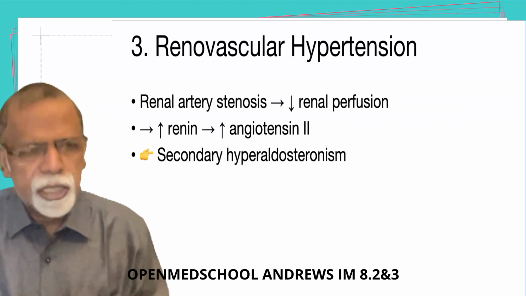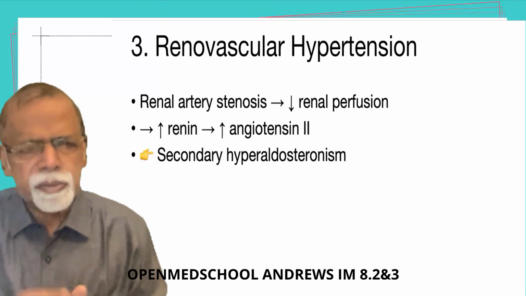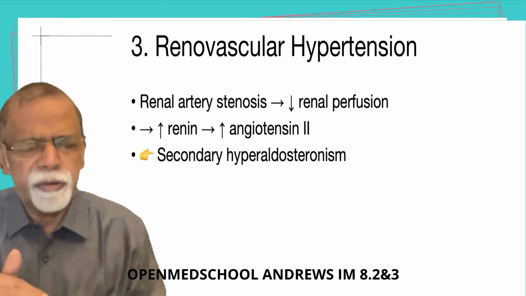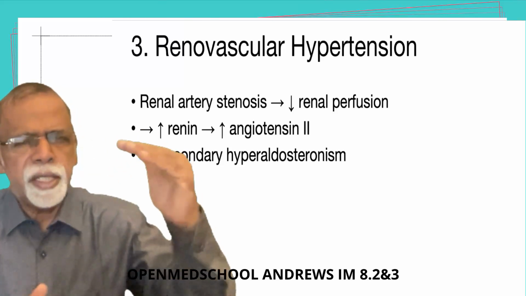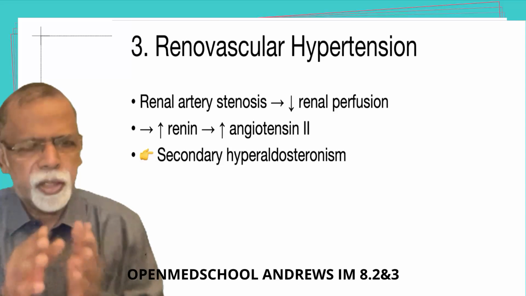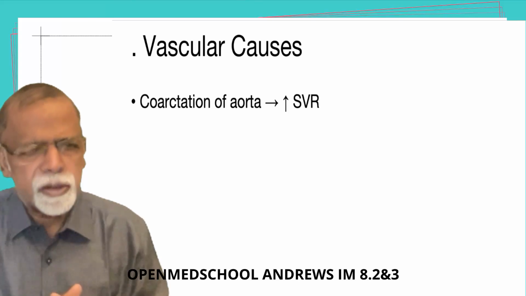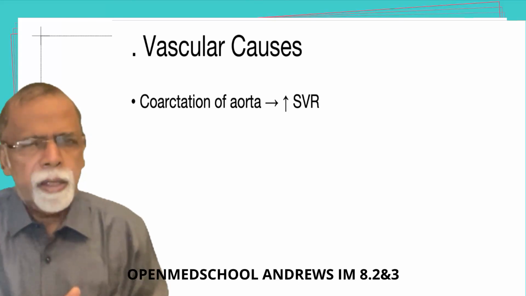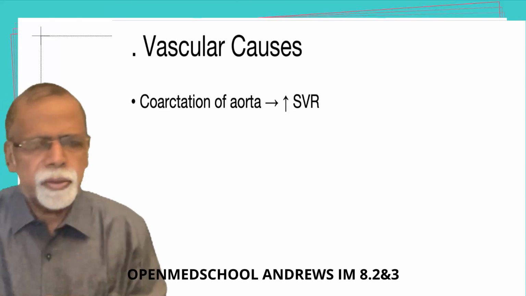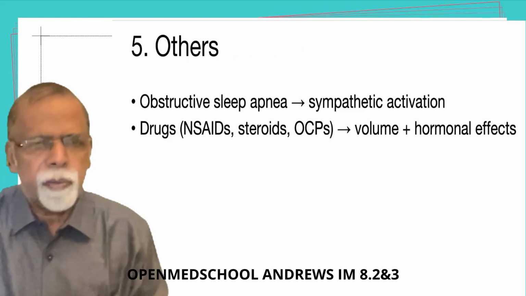Then comes renovascular hypertension. The classical example is renal artery stenosis. This produces a decrease in renal perfusion, which leads to increased renin-angiotensin and secondary hyperaldosteronism. So angiotensin leads to production of aldosterone from the zona glomerulosa. Then among vascular causes, think about coarctation of the aorta. That leads to increased systemic vascular resistance. The classical finding is the radiofemoral delay.